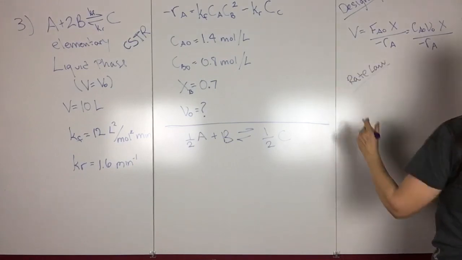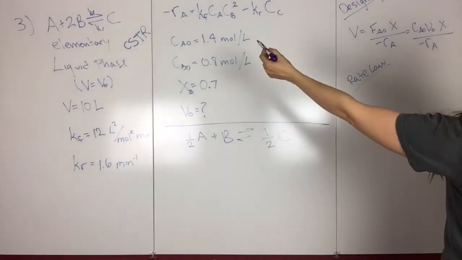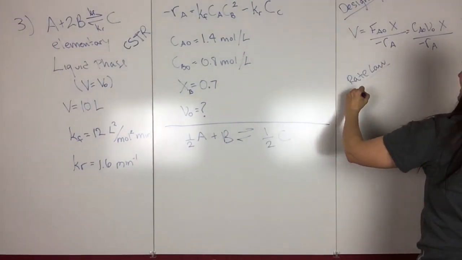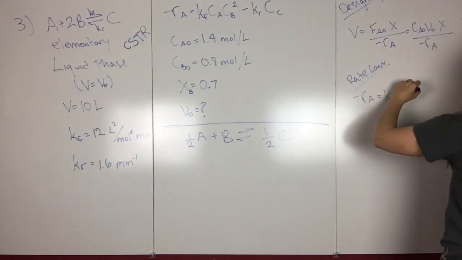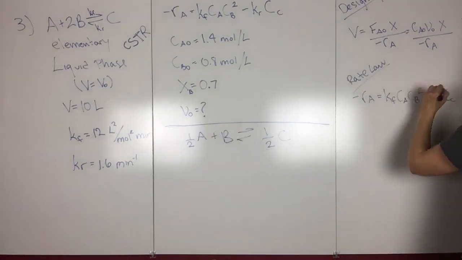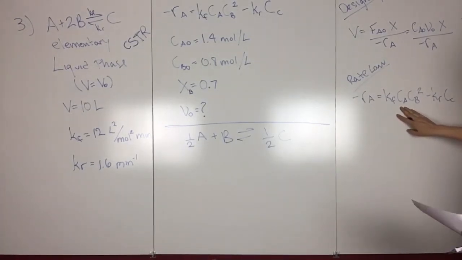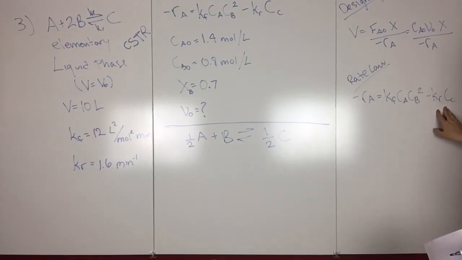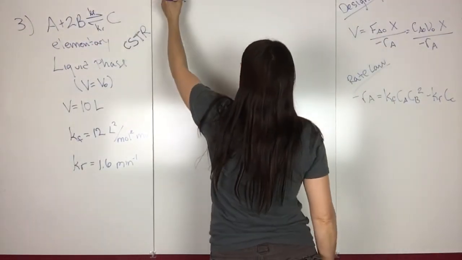And normally at this point you would go ahead and write down the rate law based on what it gives you, but it's already given it to us, so I'll just write that down. Minus RA is equal to K forward CA CB squared minus K reverse CC. And then looking at the rate law, we know that we need the concentrations, so then we can go ahead and write those down. And so that's the stoichiometry part. So let me erase some stuff real quick. So I'm just going to rewrite that real quick.